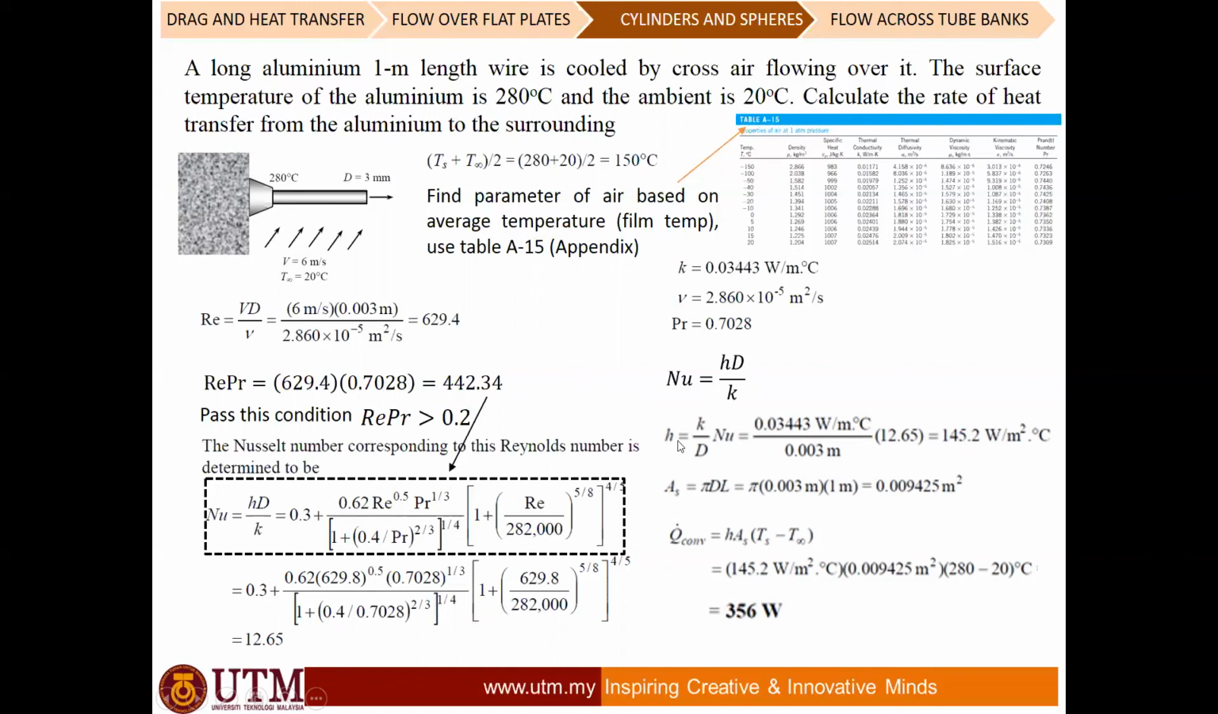Next, you want to calculate the heat transfer rate, which is from Newton's law of cooling: the heat transfer coefficient multiplied by the surface area and delta T. In this case, T surface minus T ambient, because T surface is much hotter than the ambient. So the heat transfer coefficient you get is 145. Area, you calculate the external area pi d L, the whole external surface of this aluminum rod, and then you get the answer, 356 watts.